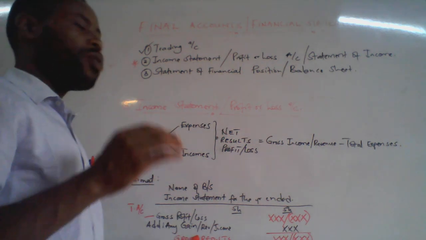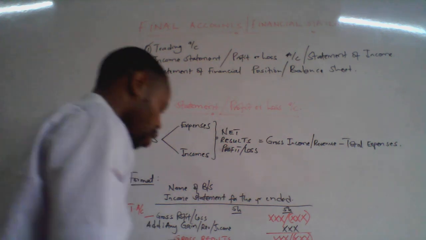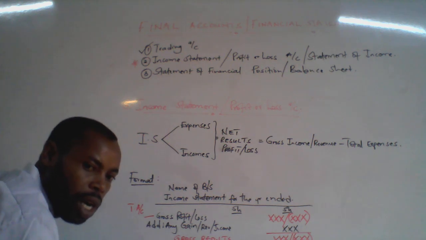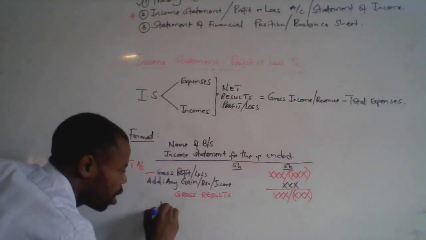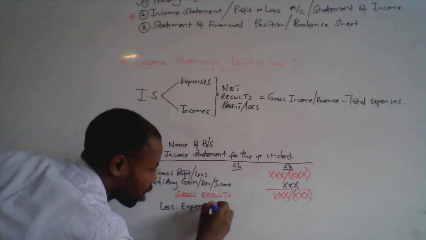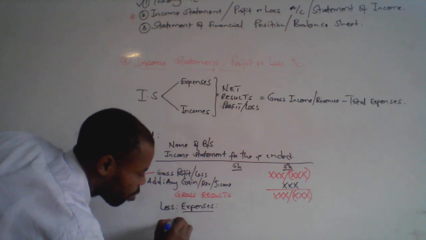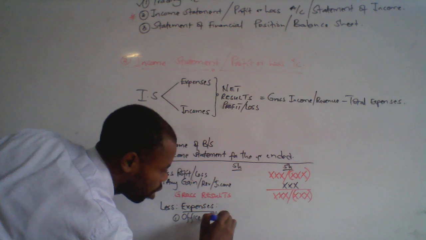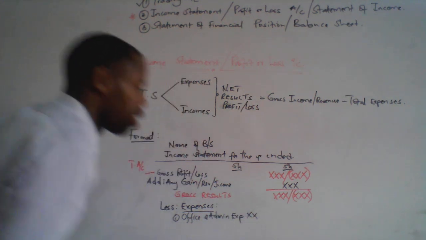If it is an income or if it is a loss, you are going to less what we call the expenses. So less all your expenses, and these expenses are now divided into three. The first type of expense we call office and administration expenses. That is the first expense.